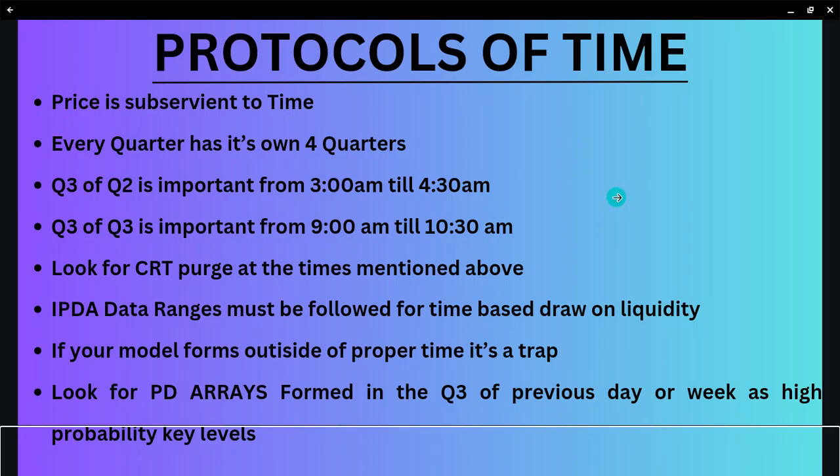This is something which I want to make another video of, but I already have a video on this, right? Q3 of previous day, meaning let's suppose you have a 9 a.m. candle formed. In that one particular candle, 9 a.m., there is an FVG. Next day you are bullish, you wait for the 9 a.m. candle of the next day to drop into the 9 a.m. candle of the previous day, into the FVG. That becomes a high probability key level. All right, so I will make another video, but I already have videos on this, so you should go and check out.